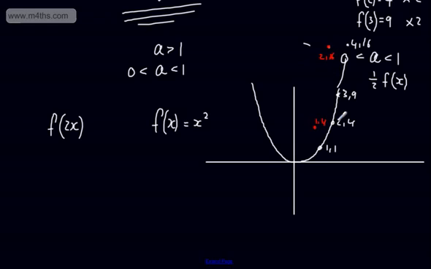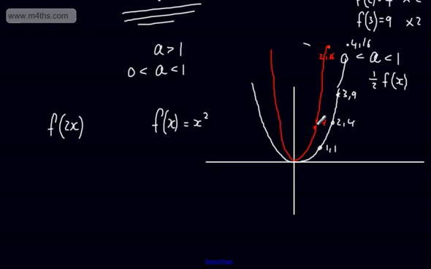Before, I needed 2 to go in to get 4. I only need 1 to go to get 4. I needed 4 to get 16. I only need 2 to get 16. As a result, we have this stretch of 1 over a. I'm essentially dividing the x-coordinates by this value of a.